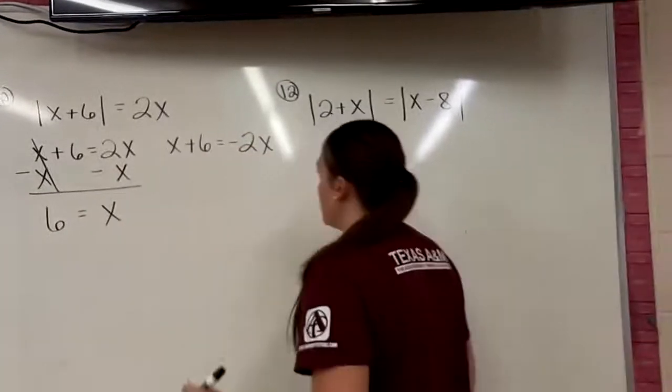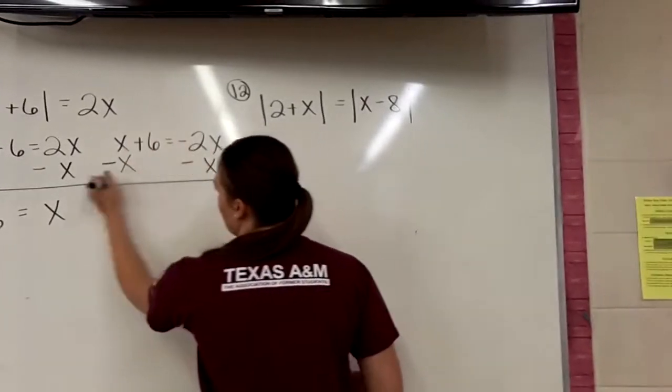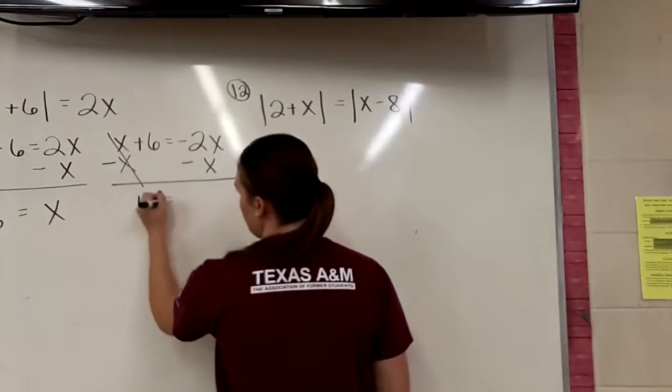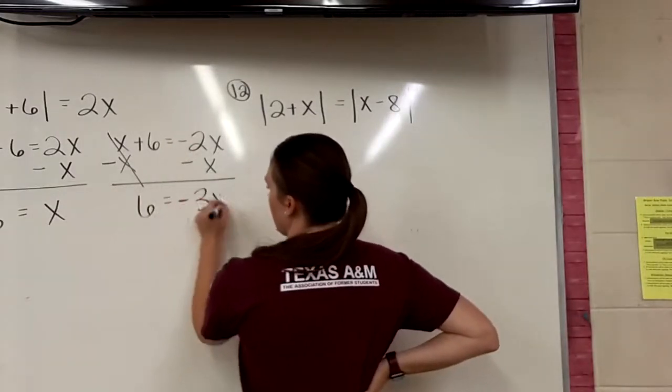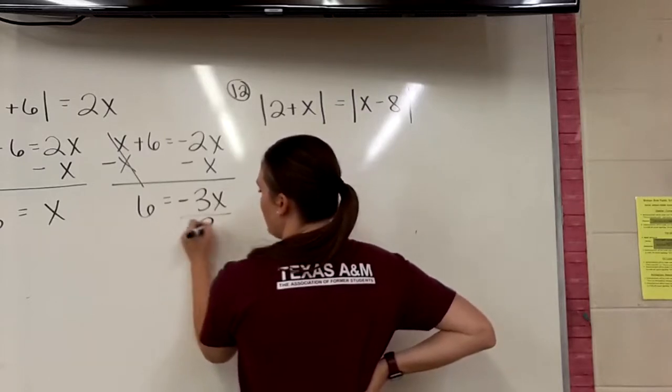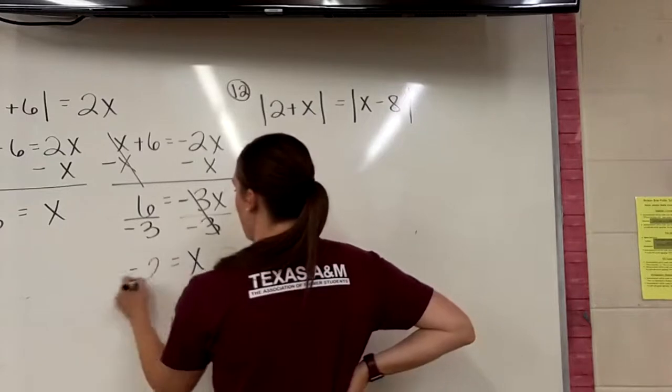x equals 6. So if I come over here to this other one, again, I have to move this one so I don't cancel everything from one side. Negative 2x minus 1 more is negative 3x. I divide both sides by negative 3, and I get that x equals negative 2.